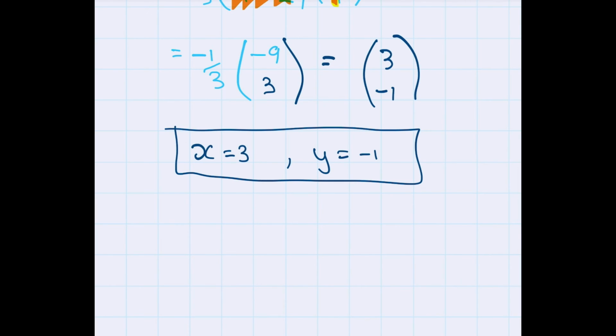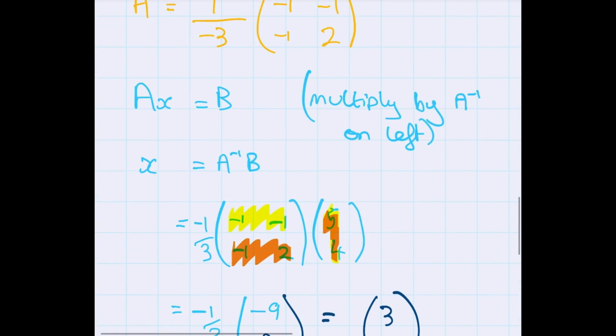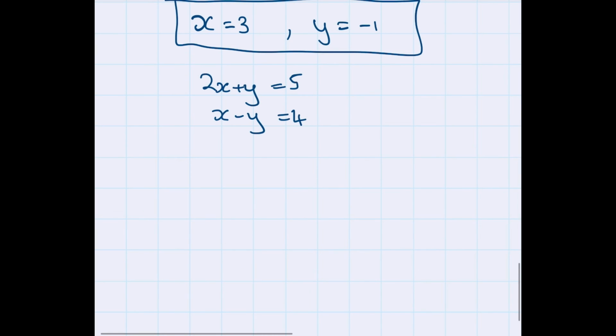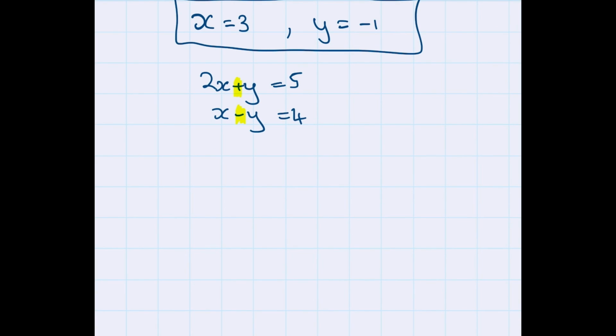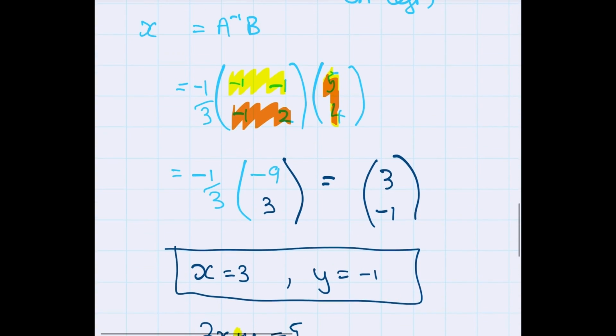Now, obviously, for simultaneous equations such as this, it may sometimes be easier to just solve it the way we know how. So the way we'd usually do it is we'd spot that we've got a plus here and a minus here, and the numbers in front of the y are the same, so we can just add them in order to get 3x equals 9, and so x equals 3. And then because x equals 3, we just substitute that back in here, and that tells us that y equals minus 1. But I really like this method of using matrices.